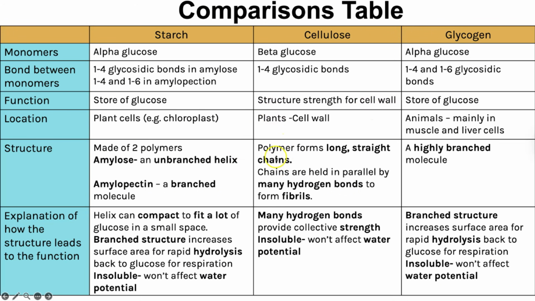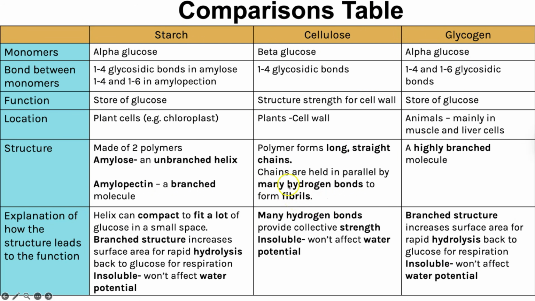Now for the structure here, you have long straight chains of beta glucose, and that's because the 1-to-4 glycosidic bonds form directly next to each other, which we saw in that animation when we looked at where the bond forms. So you end up with this long straight chain. The chains are held in parallel, so you have multiple long straight chains held in parallel by hydrogen bonds to make a structure known as a fibril.